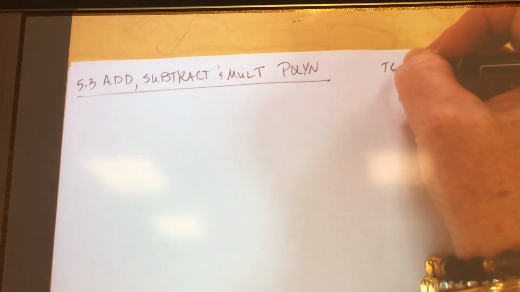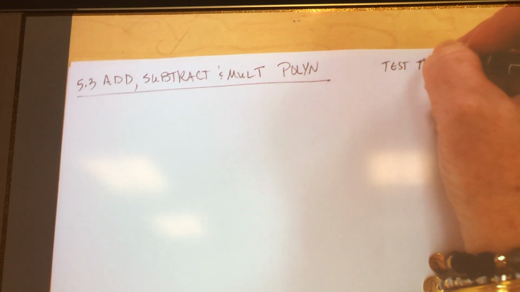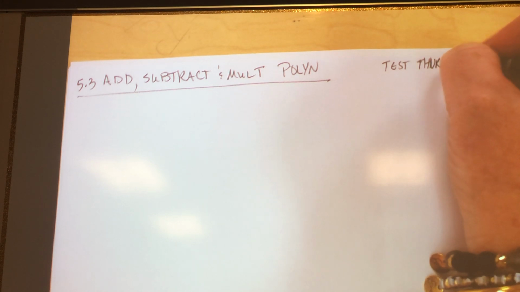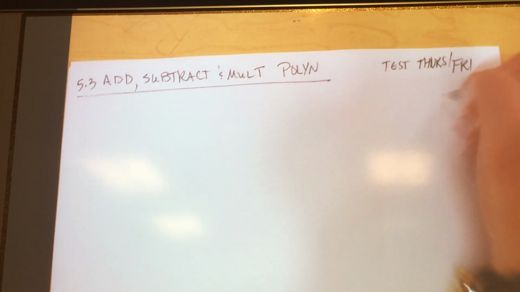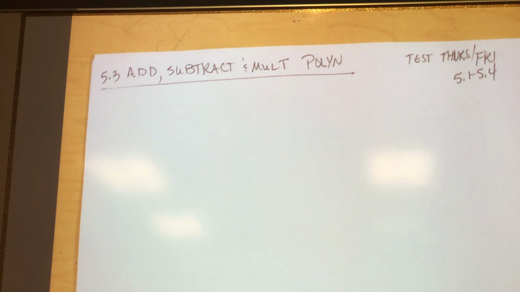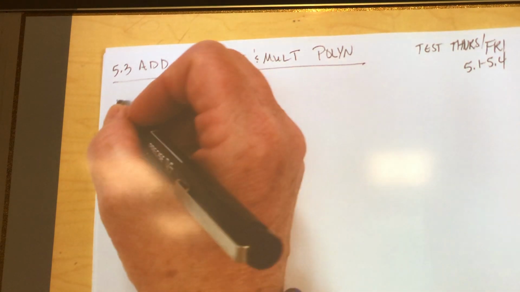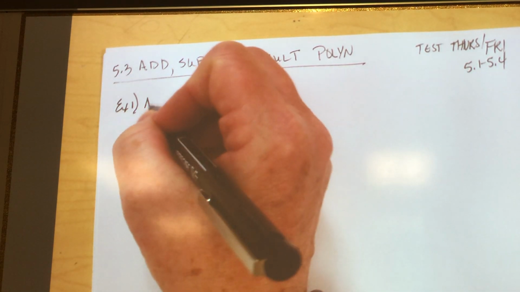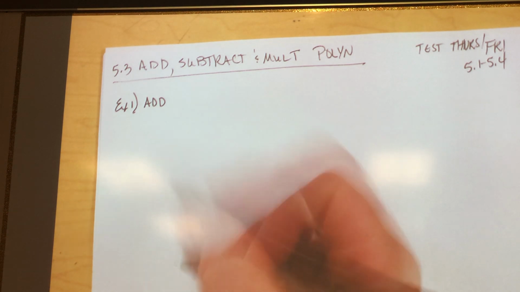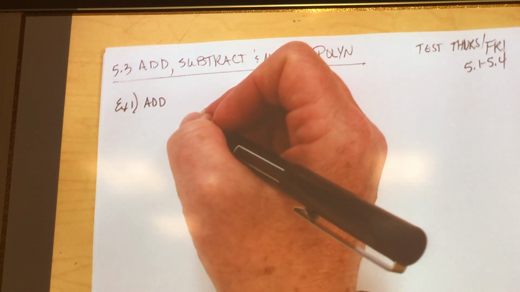Remember that your test will be Thursday, Friday, and it will be over 5.1 through 5.4. 5.3 should be a breeze, all right? So, on the adding and subtracting, I'm only gonna work one of each unless you say, Miss Davis, I'd like to see another one, and then I'll work another one, all right? So here's example 1. I want you to add, write this down as I say it out loud, okay?